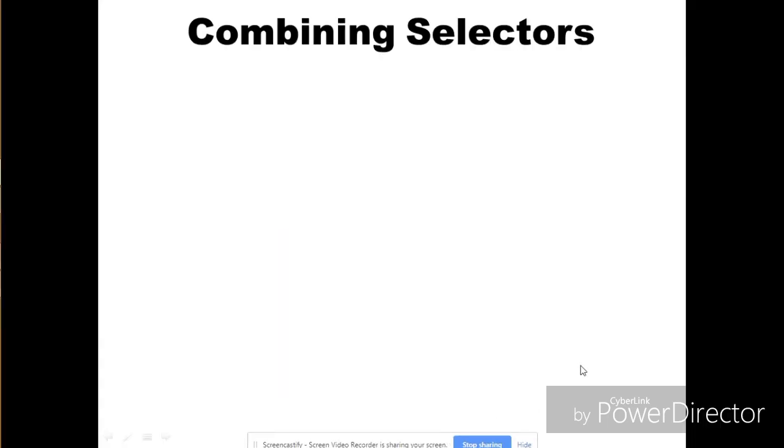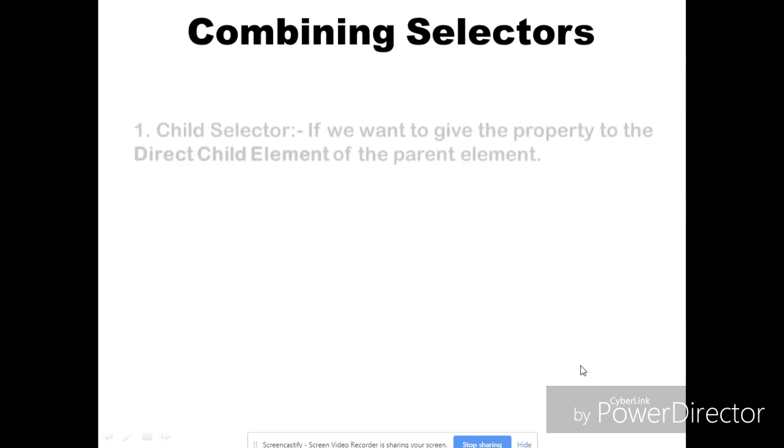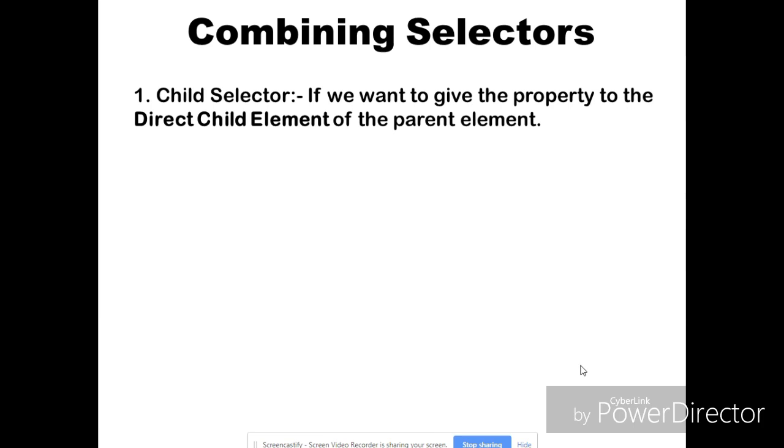So in a combining selector, the next selector is the child selectors. Basically, in a child selector, if we want to give the property to the direct child element of the parent element, it should be noted that it is the direct child element, and we can understand this in an example. So first we will talk about the syntax of this.